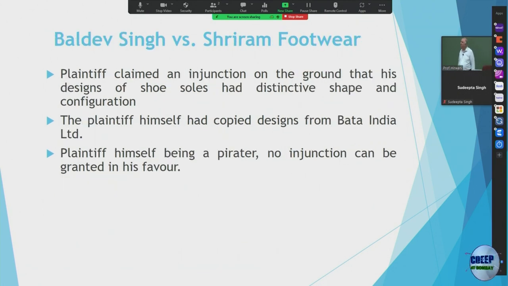This was footwear, actually for shoe soles. And the opponent said, look, this guy has copied the Bata design. So how is he suing me for infringement? The court said the complainant himself is a pirate, so you cannot ask for an injunction against his opponent.